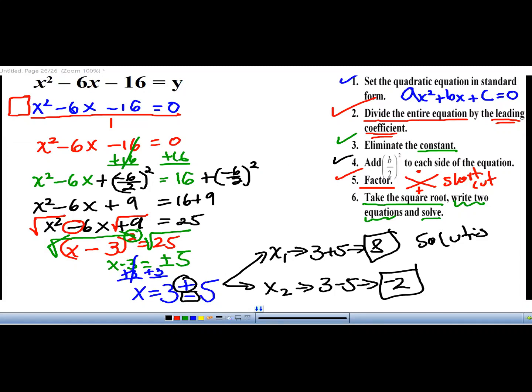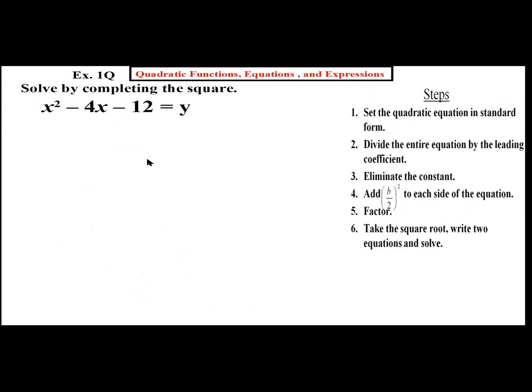Here we go. That was example number 1. Let's go to example 1Q. It reads, solve by completing the square. And they gave us x squared minus 4x minus 12 equals 0. And let's do this one together.